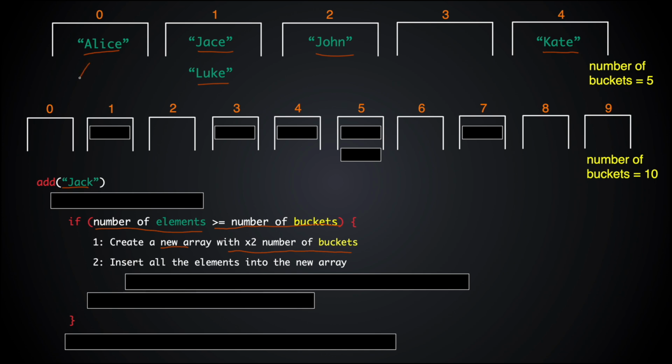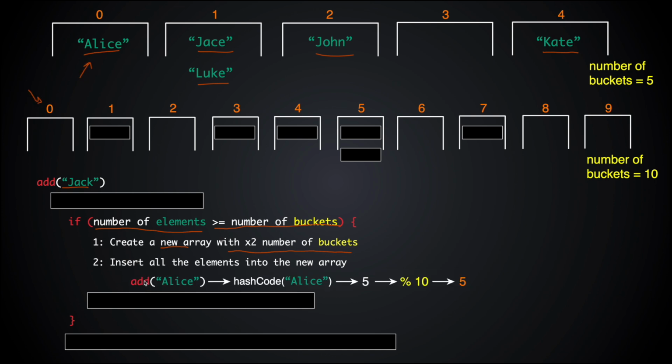First, let's put the first string Alice into our new array, and everything works the same here. We call the add function for Alice, take the hashcode from Alice, get the same hashcode 5, and we get the remainder of this number by 10, meaning by the number of buckets, and we get the number 5. Keep in mind that we use the number 10 here and not 5, so we got the bucket number 5 and not 0 as in the previous example. So we put Alice into the bucket number 5.